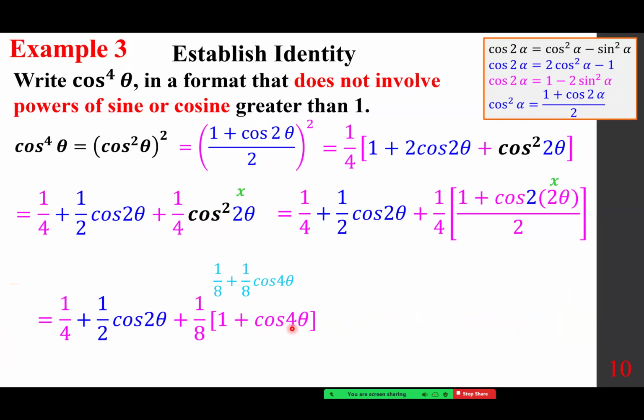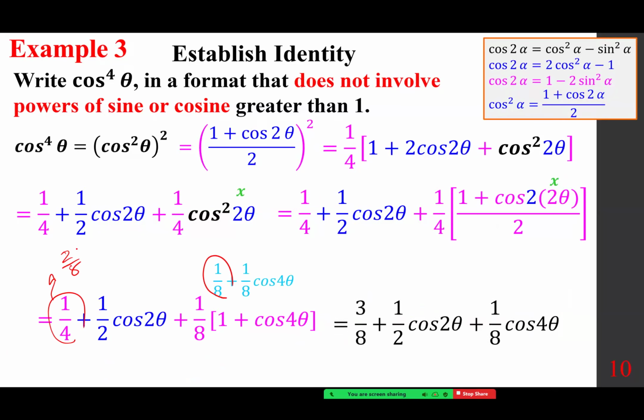And now these two, 1/8 plus 1/4 is 2/8. They add up to 3/8. And you just write the rest of it. 3/8 plus 1/2 cosine 2 theta plus 1/8 cosine 4 theta. Okay, so pretty straightforward.